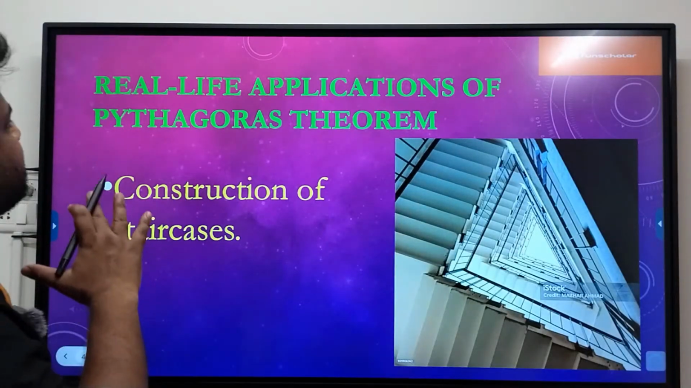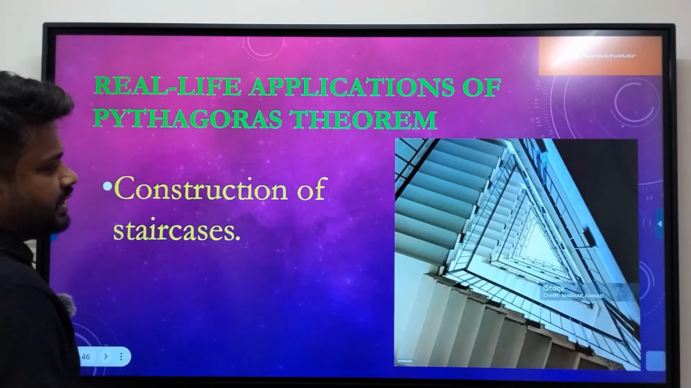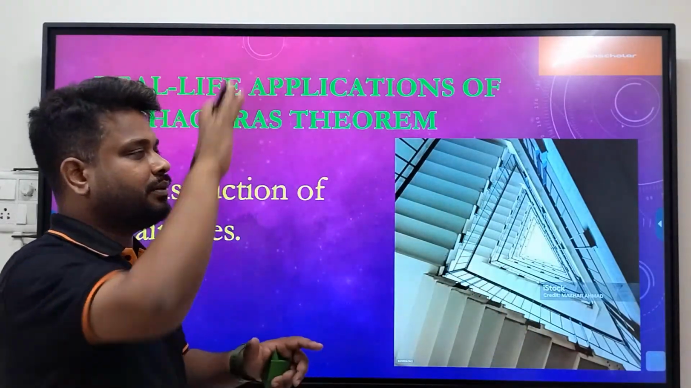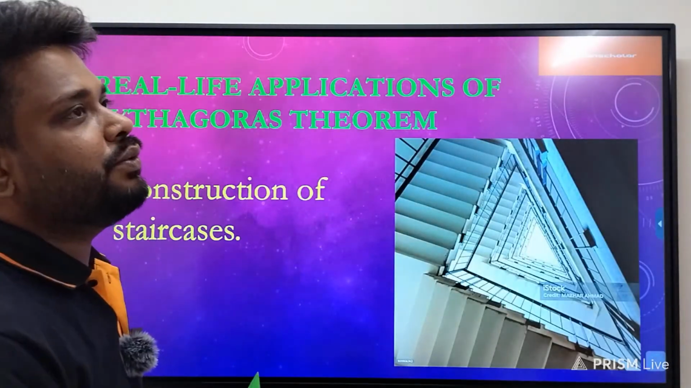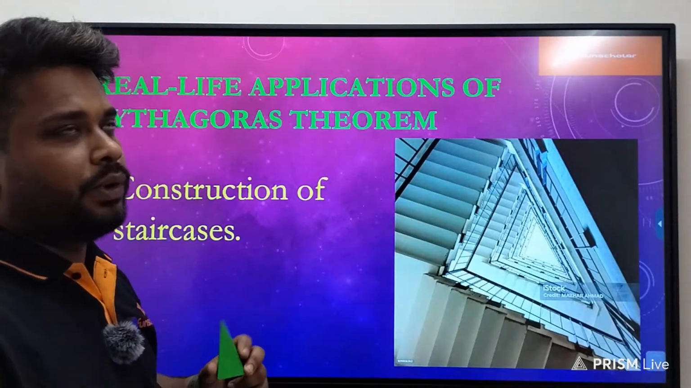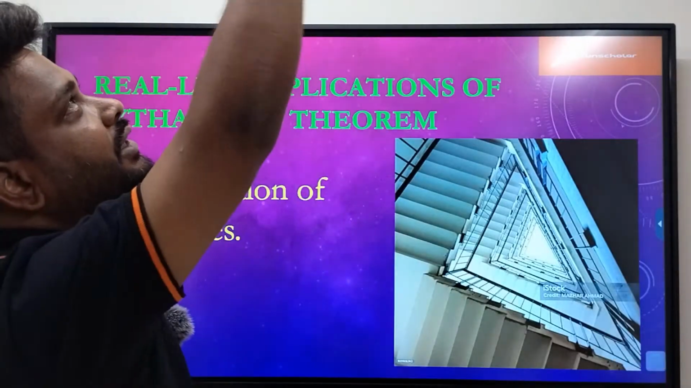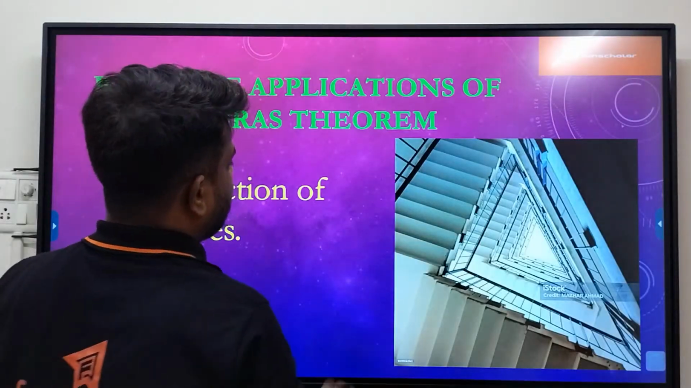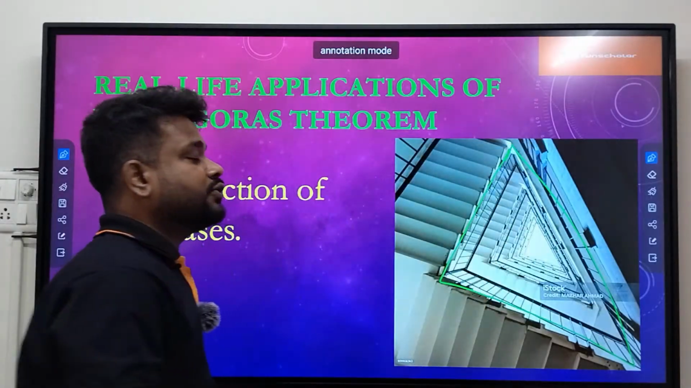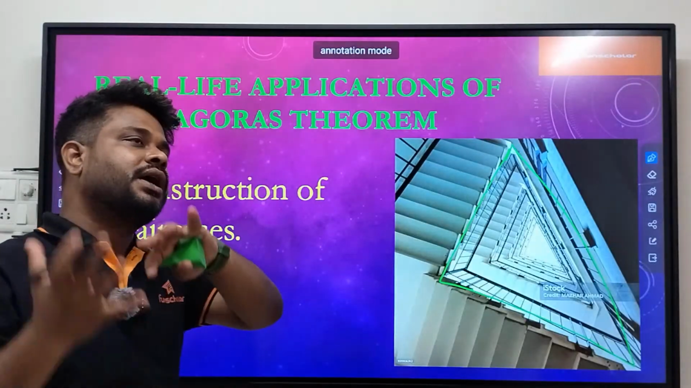And next we will see real life examples or applications of the Pythagoras theorem, like the construction of staircases. Yes, staircases are constructed in a manner so that we reach our right destination, like this one. If you watch a very big building from the upper or lower position, you can see that so many triangles are forming in the shapes. Like in this image, it is a triangle which is forming, and that is also a right angle triangle. Okay, so these are the real life examples where the Pythagoras theorem is being used.